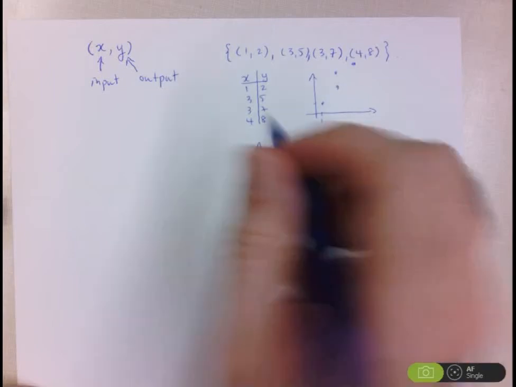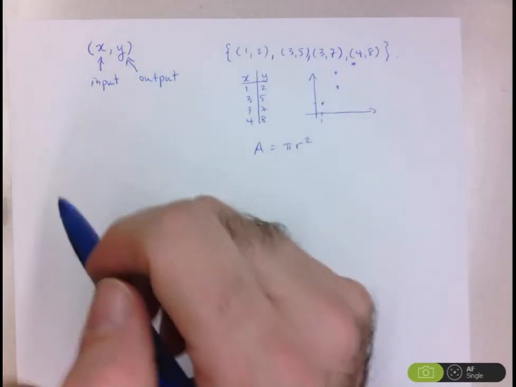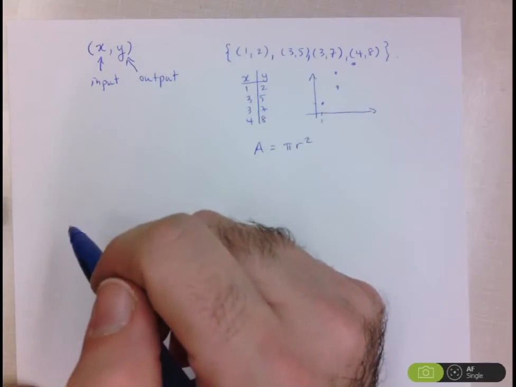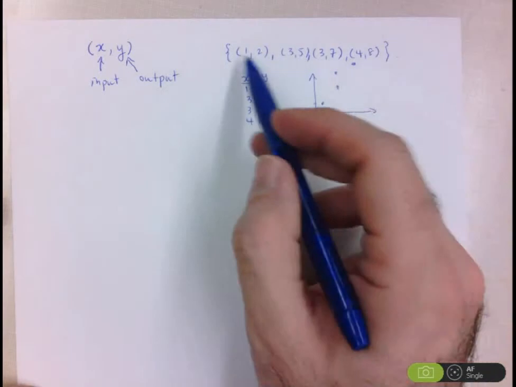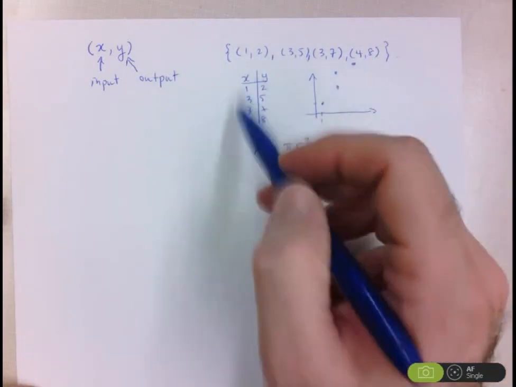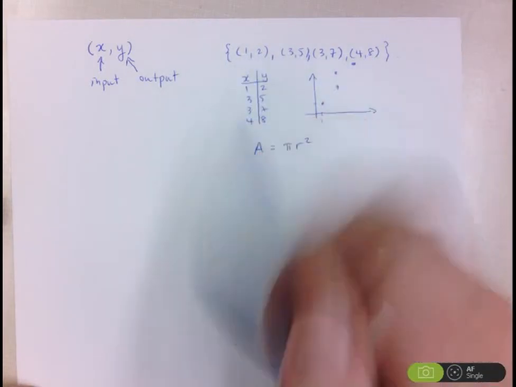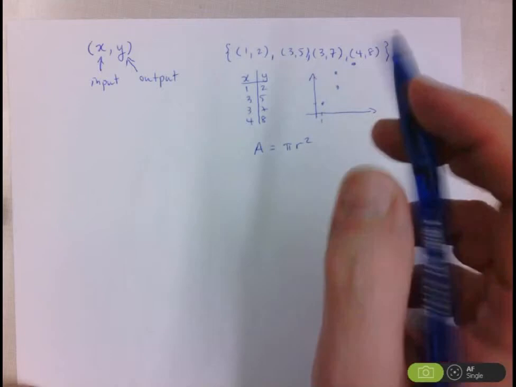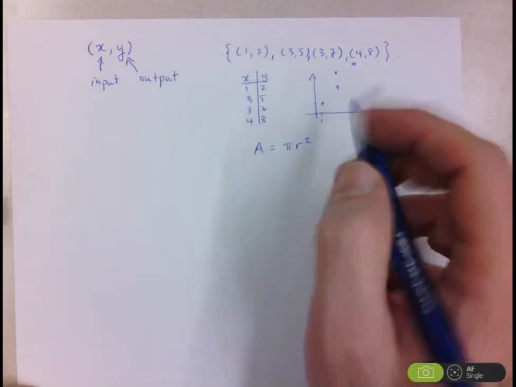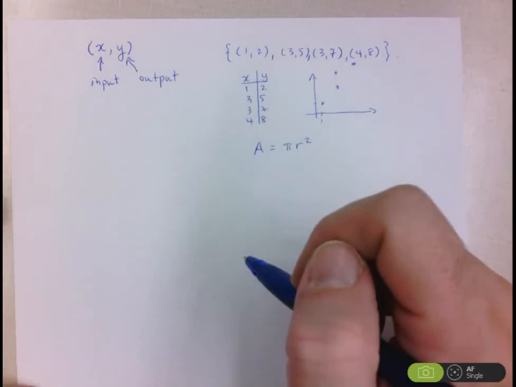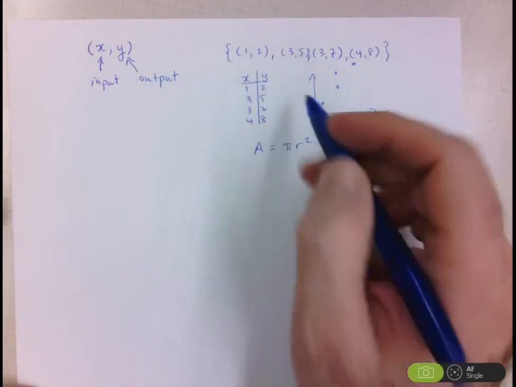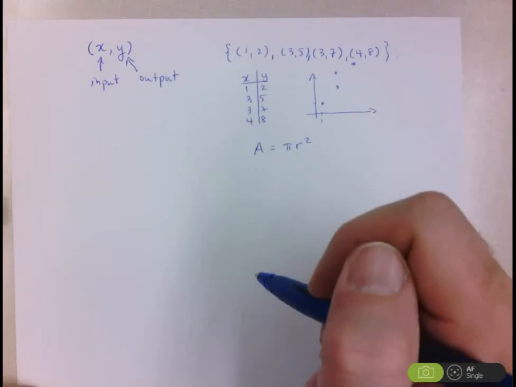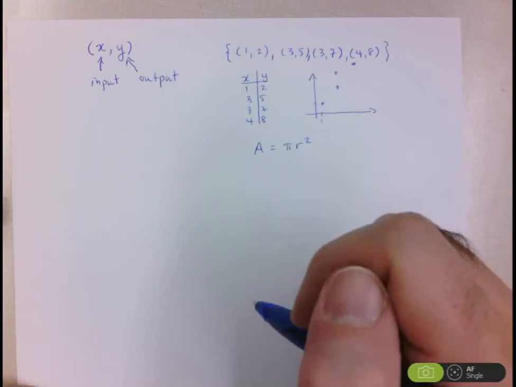So first of all, we have relations that are sets of ordered pairs. These can be represented in different ways. We can list them explicitly using a list of ordered pairs or a table of values. We can use a graphical representation, meaning use the horizontal axis to represent the input and the vertical axis to represent the output, or we can use an equation.